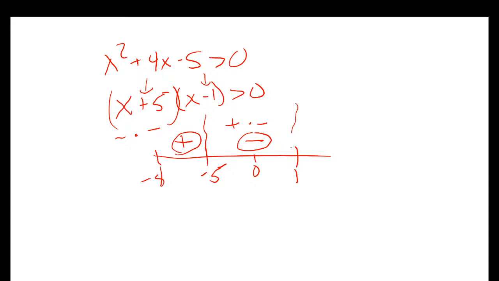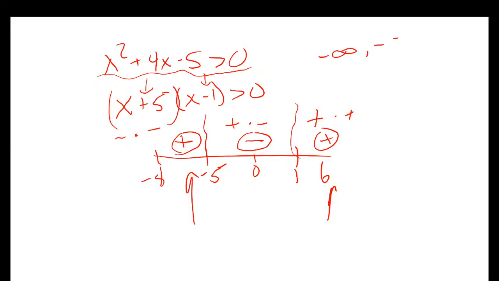Plugging in the number to the right of 1, call it 6. The first piece is positive, the second piece is positive, so collectively that's positive. So when is this greater than 0? It's whenever this is positive, which is negative infinity to negative 5, union 6 to infinity. All right, I'm going to stop here and take questions on the first two.